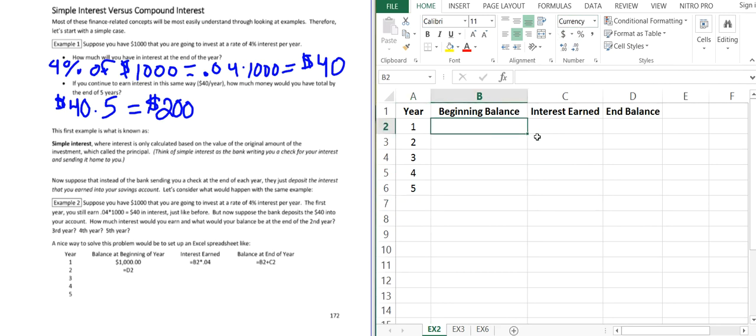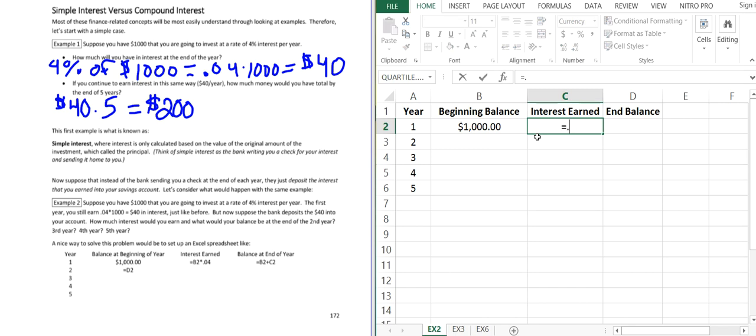All right, so let's go ahead and start with our beginning balance of the 1,000. Now interest. We're doing this same computation. It's 4% at the end of the year. So we're going to go equals, and 4%, just like we did in number 1, so 0.04 in its decimal form, times, but rather than typing in the number 1,000, that's where we want to do our cell reference.